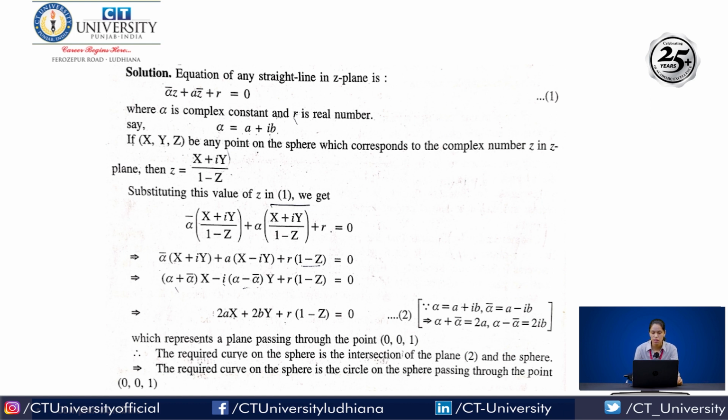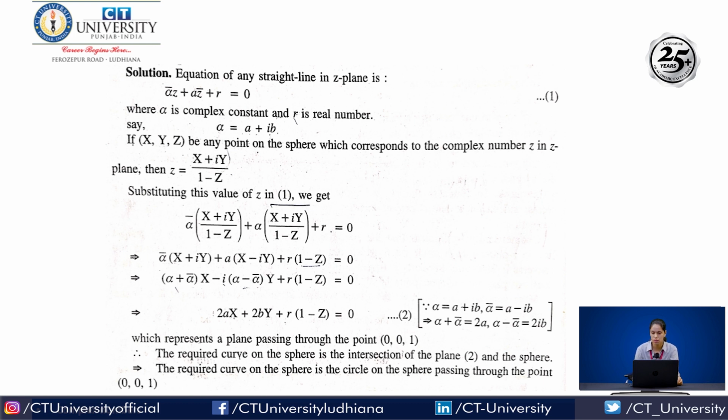Solving the equation, multiplying the whole equation by 1 minus z, then alpha bar (x plus iota y) plus alpha into (x minus iota y) plus r (1 minus z). Here taking the conjugate of x plus iota y in the second term, that is x minus iota y. Taking x common, I will be left with alpha plus alpha conjugate as the coefficient of x, and with the imaginary part alpha minus alpha bar as the coefficient of y, and the constant term r (1 minus z) equals 0.